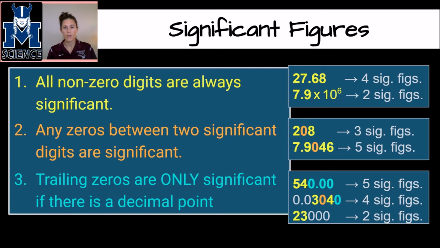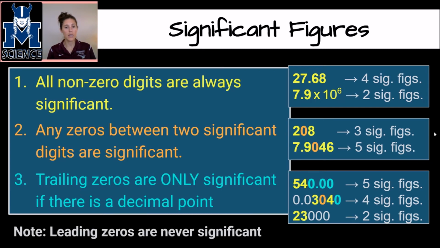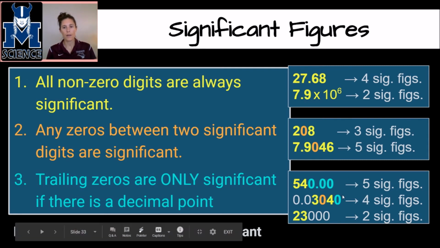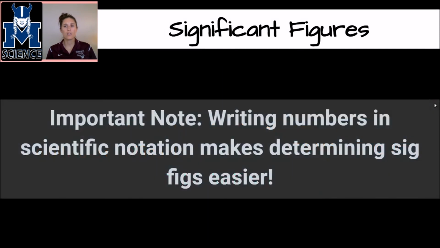So you will notice I didn't say anything about zeros on the left, and that's because leading zeros are never significant. The only time this really comes into play is in numbers like this one, where you have a decimal. Those zeros, even if they're after the decimal point, if they're before any non-zero number, are not significant. They are just a placeholder. Okay, and this is not really a rule, but an important note: writing numbers in scientific notation makes it easier to determine the number of sig figs.